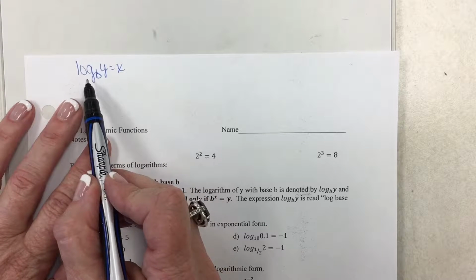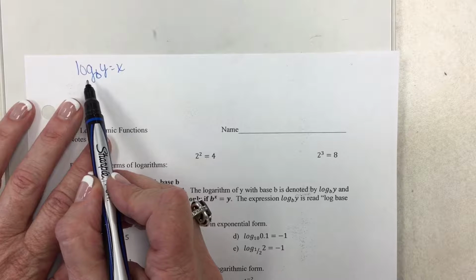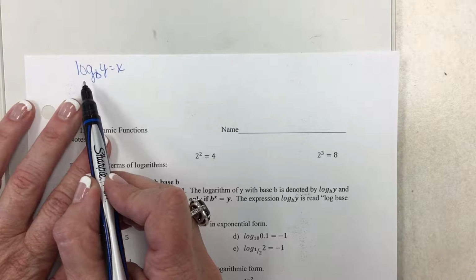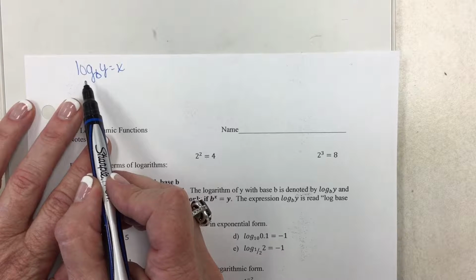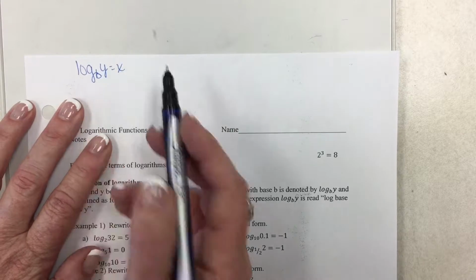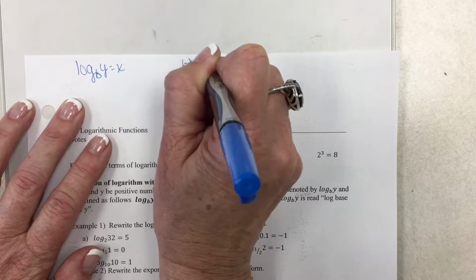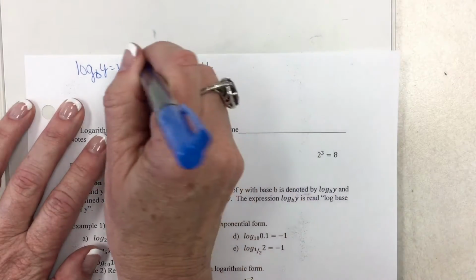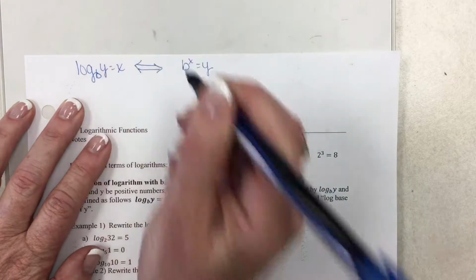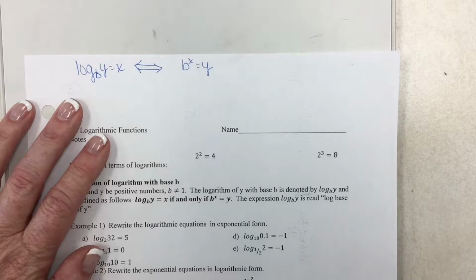The log is short for logarithm. And remember, a logarithm helps us to find a missing exponent. Written into exponential form is b to the x equals y. So we're going to learn how to go back and forth from one to the other.